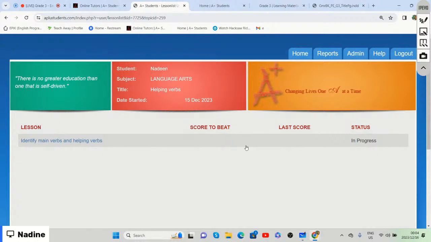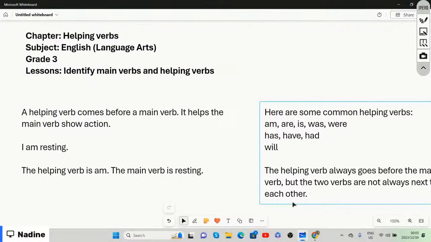In our previous lesson, we did verb tenses, simple verb tenses. And we specifically said that if you hear the word tenses, it basically gives us an indication that it is telling us the action that's taking place in the present, in the past, and in the future. So that was verb tenses. So today we are doing helping verbs, and we are going to find out what helping verbs are.